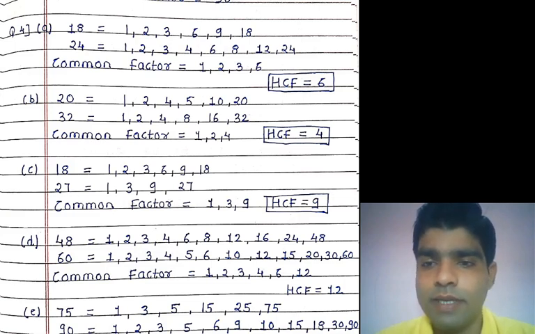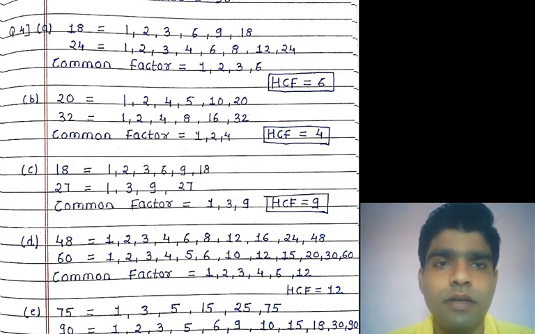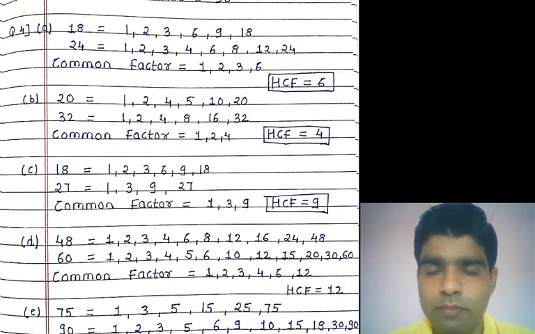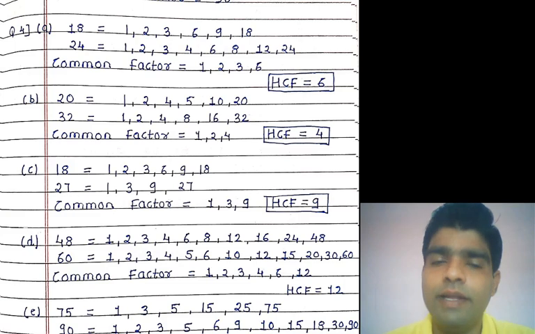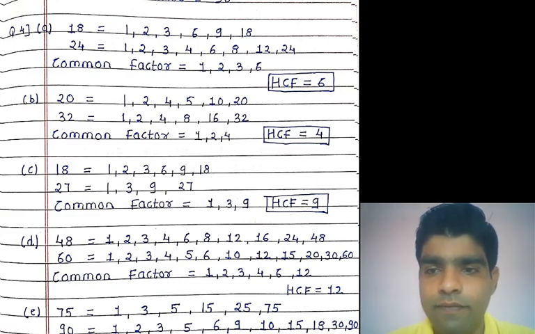Now this example is solved in three steps. The first example is: find the highest common factor of 18 and 24. The first step is to find the factors of the two numbers, the pair 18 and 24. Then find the common factors, and the last step is to find the highest common factor. That is our HCF.